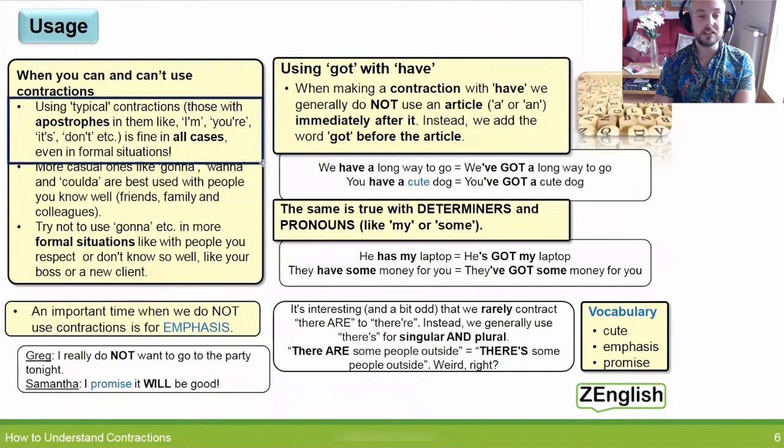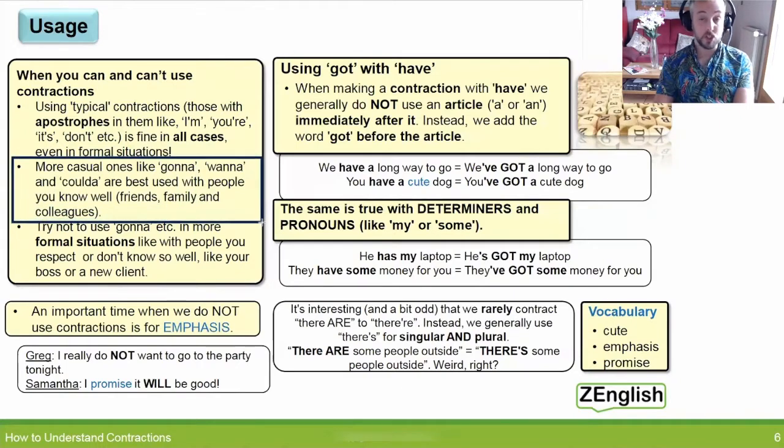So using the typical contractions, in other words, those with apostrophes in them in written English, I'm, your, it's, don't, will, they'll, can't, and so on, is fine in all cases. Even in formal situations, they're absolutely fine. Just go ahead and use them. Don't worry about them being informal or inappropriate or rude. In fact, I'd encourage you to put them in there. It's just the easiest, most natural way of speaking.